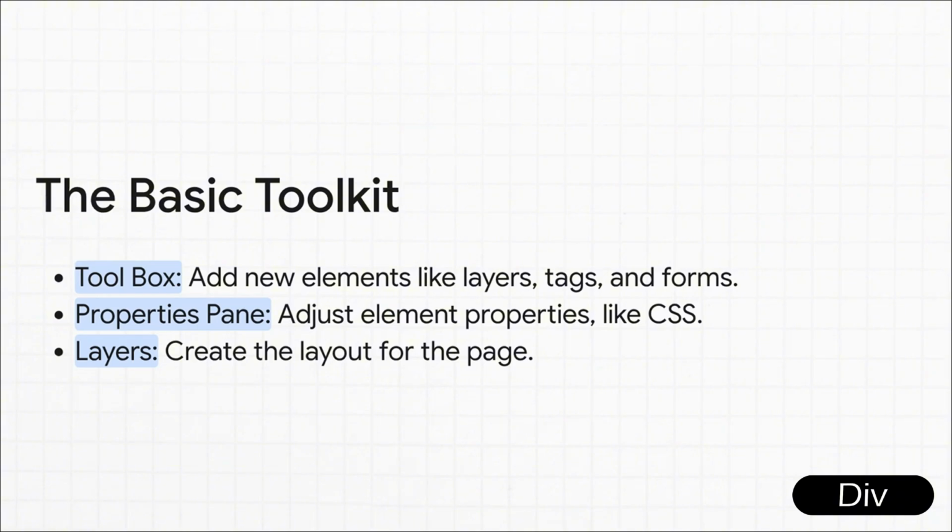You've got your toolbox, which is where you grab all your building blocks: text boxes, images, buttons, you name it. Then there's the properties pane. Think of that as your visual remote control for CSS, where you change all the colors, fonts, and sizes. And finally, you've got layers, which let you control exactly how things stack on top of each other.